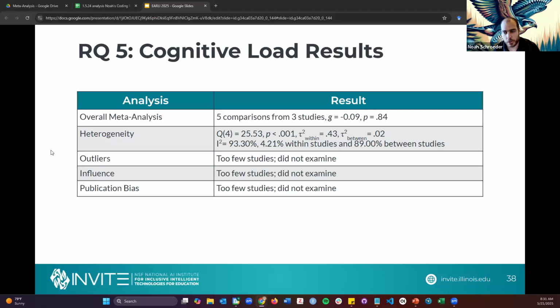And finally, cognitive load. A lot of people want to talk about cognitive load. I'll rant about cognitive load in regards to agents a little bit later. I don't want to talk about it now because I'll go down a rabbit hole. Okay, so we had 5 comparisons from 3 studies. Overall, we found a negative effect size, but it wasn't statistically significant. We didn't bother looking at outliers, influence, or publication bias because we only had 3 studies, and it didn't really seem like it would make much difference anyway.